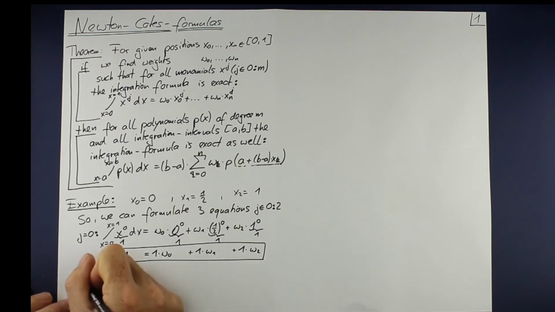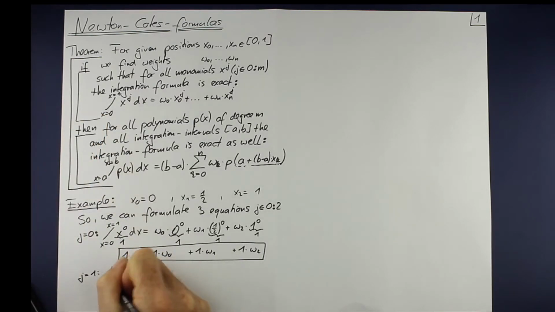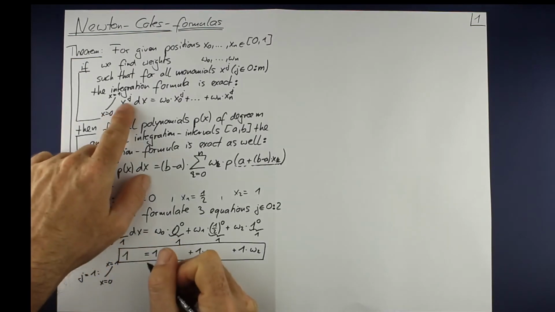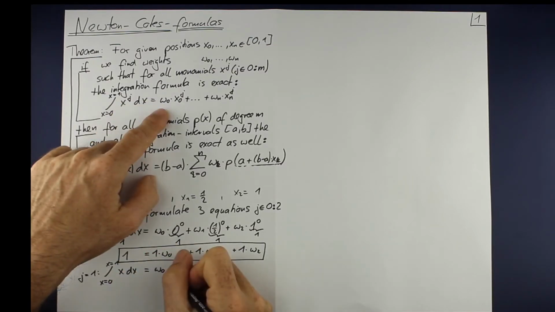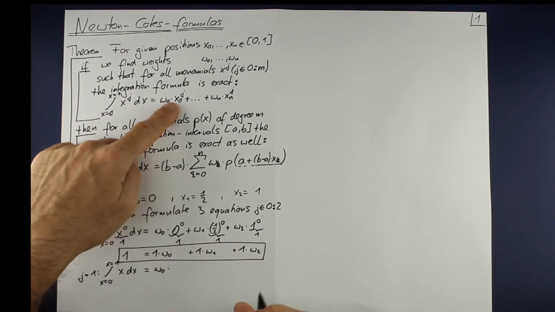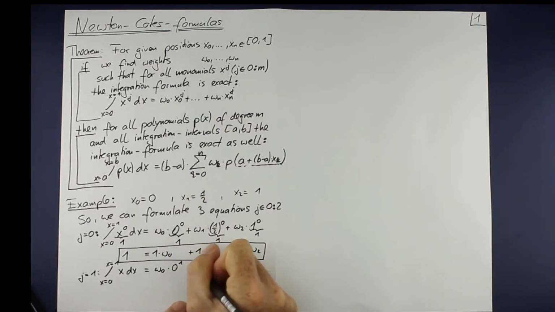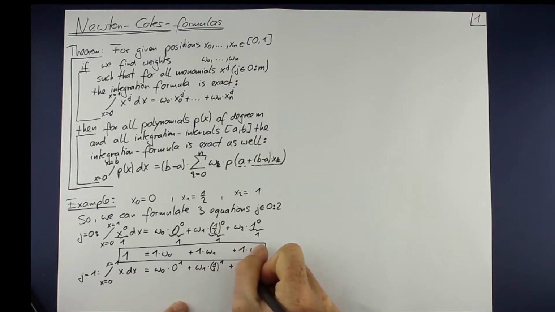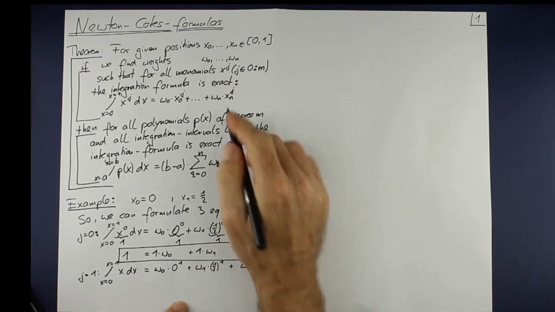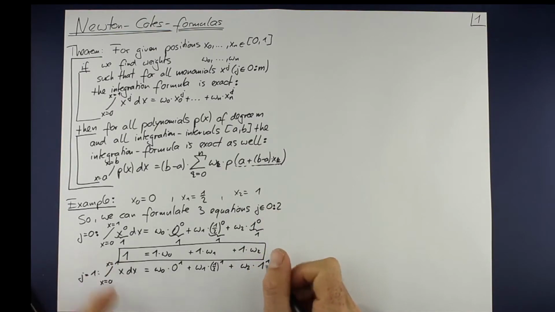Now let's go to j to be 1. Then we have x from 0 to 1, x to the first power, so we have x, and then omega 0 times x0, the first position, to the first power, plus omega 1 times second position, a half, to the first power, plus omega 2 times the last position to the first power. And so we get the equation.